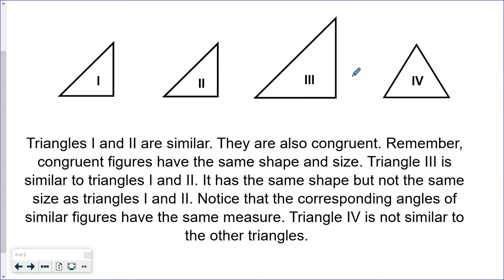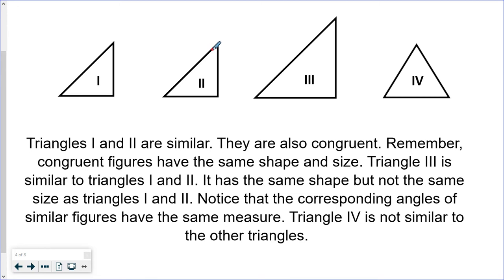Now that's important because if 2 things are similar, that means the side lengths are not going to be the same number. So if this was 3 inches, this would definitely not be 3 inches. So the side lengths are not going to be the same. But in similar figures, the angles will be.